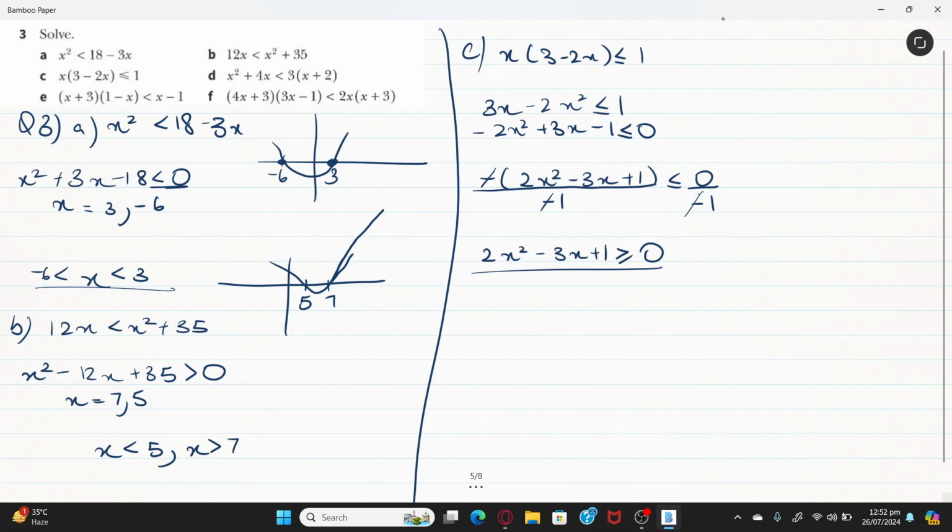I'm going to use my calculator. 2, -3 and +1. That's going to give me +1 and 0.5. So x equals 1 and x equals 0.5. So we have two values.